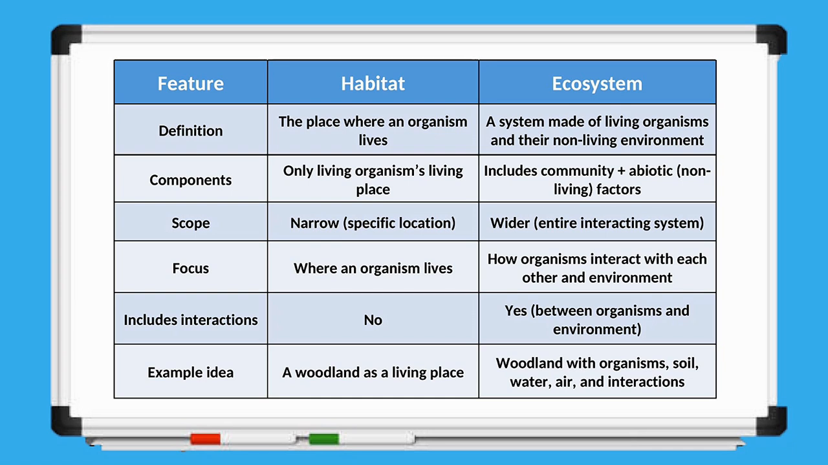For example, a woodland may be the habitat of many different organisms, while the woodland ecosystem includes those organisms together with the soil, water, air, sunlight, and all the interactions taking place within that environment.